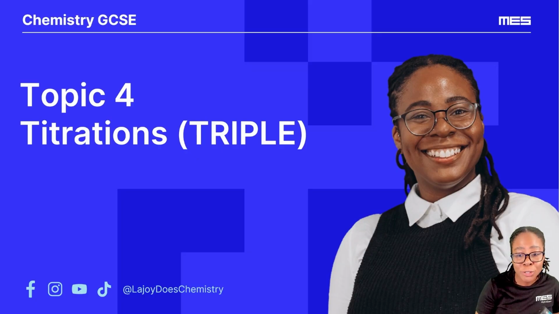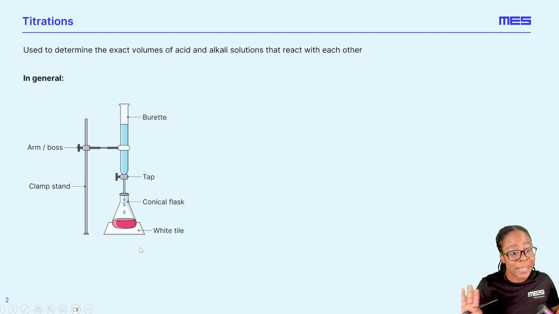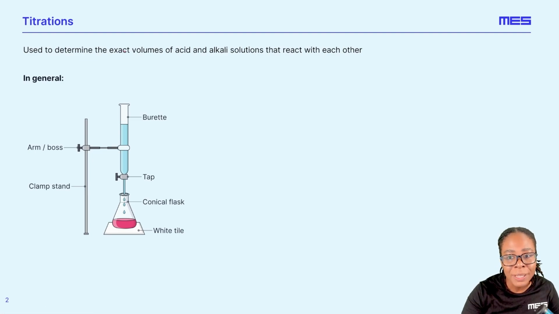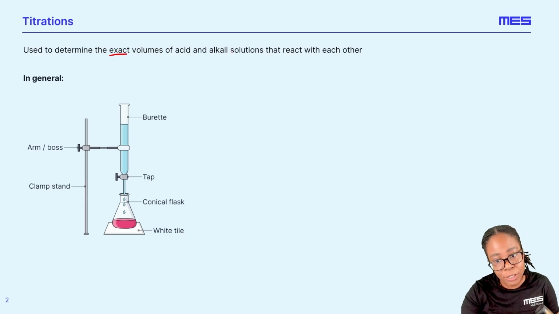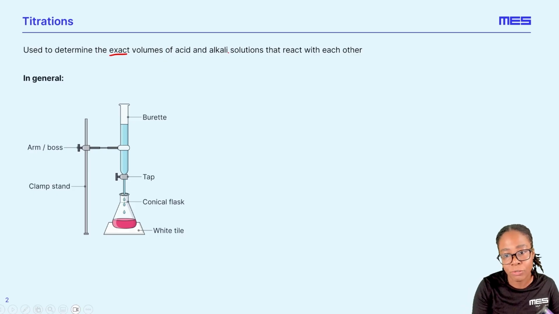Okay, topic 4 triple, which is basically just titrations. Let's start with just the basics. What is a titration? A titration is typically used to determine the exact volumes of an acid and an alkali that react with each other in a neutralization reaction.